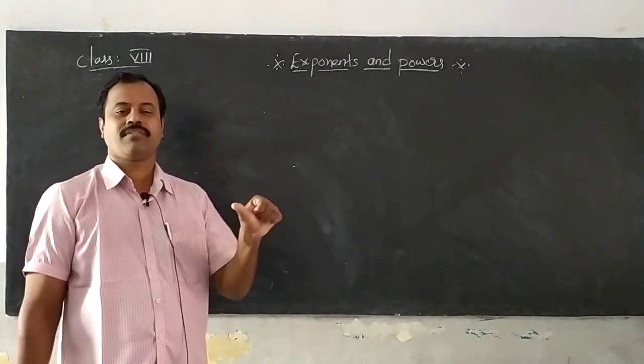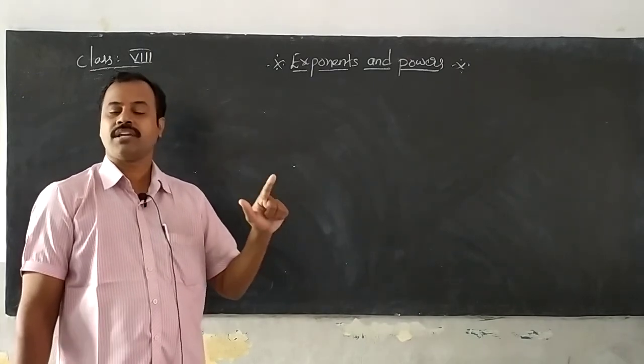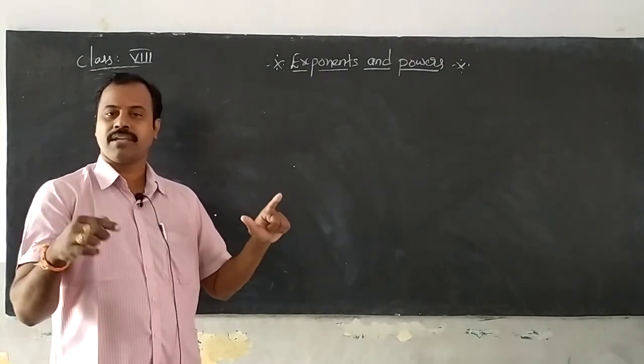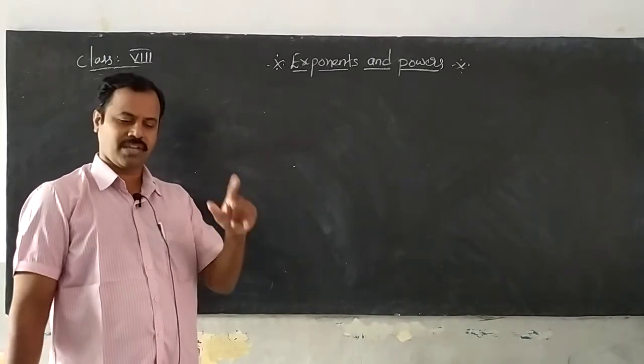First condition, m greater than n: a power m minus n. Second condition, m less than n: 1 by a power n minus m. Third condition, m is equal to n: so 1. Very good.